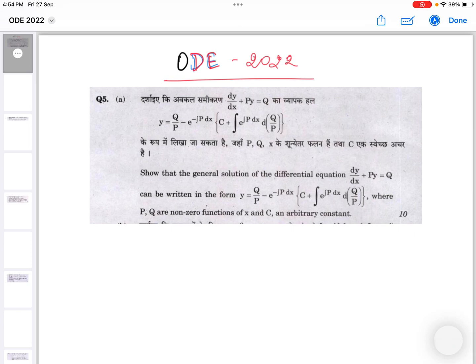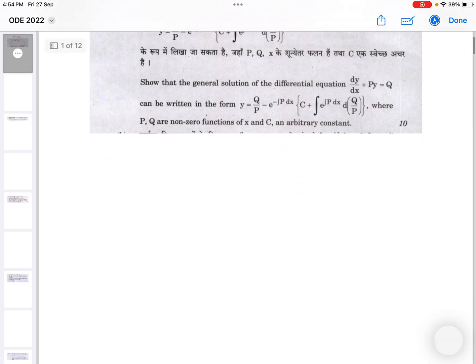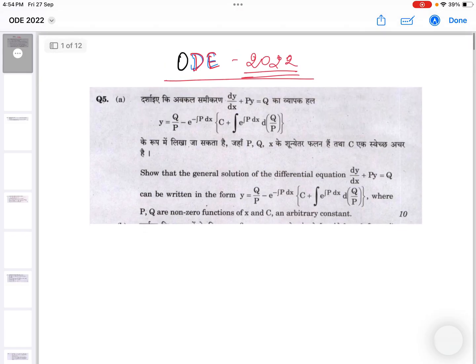So hello all, we'll be starting to solve ODE from the year 2022. There are 6 questions altogether. We'll be solving all of them one by one. So let's start with the fifth question.